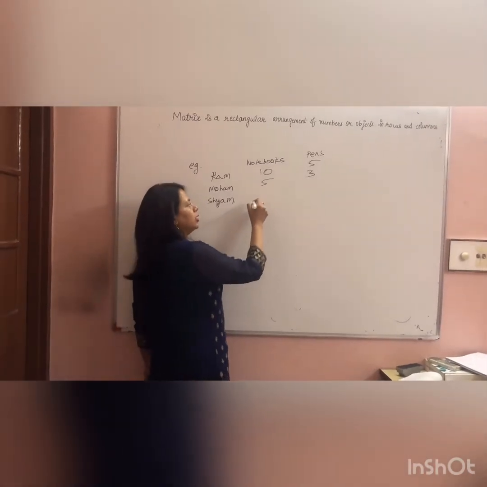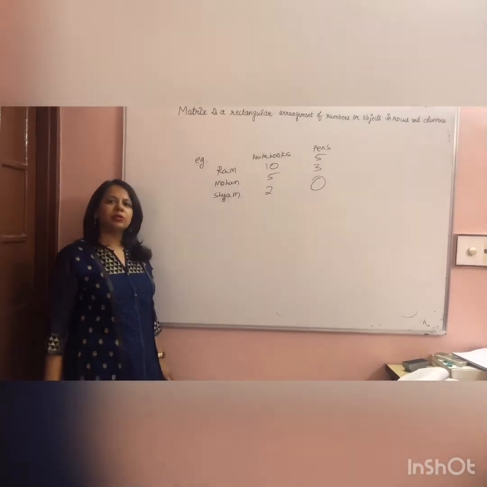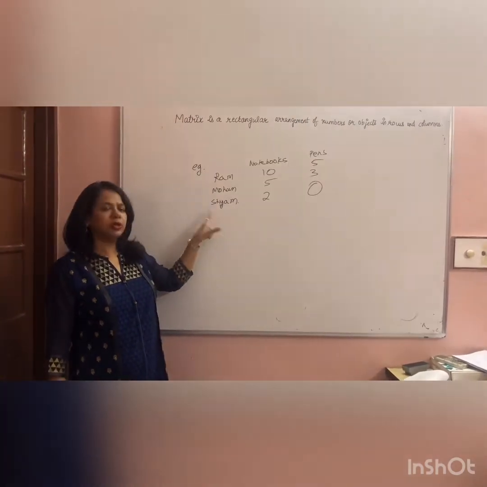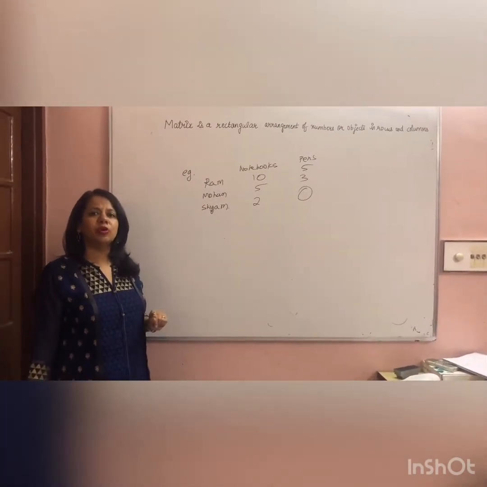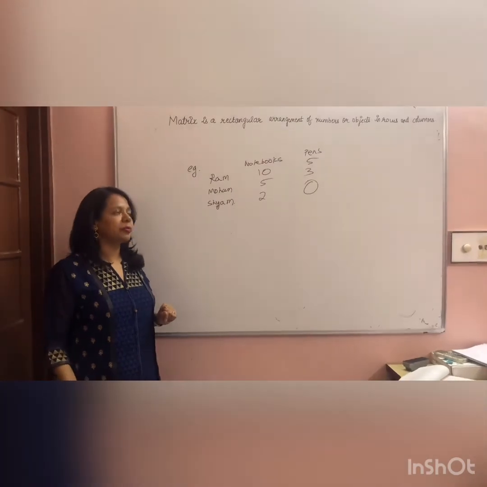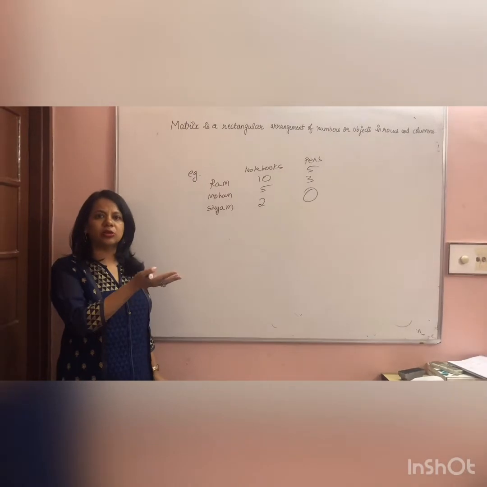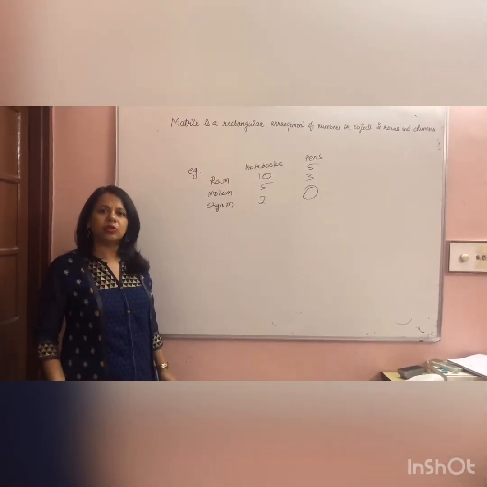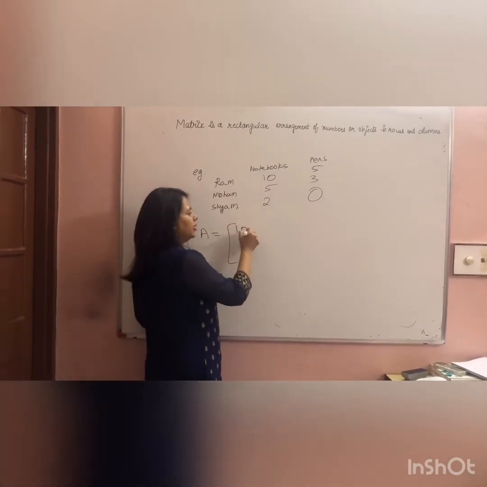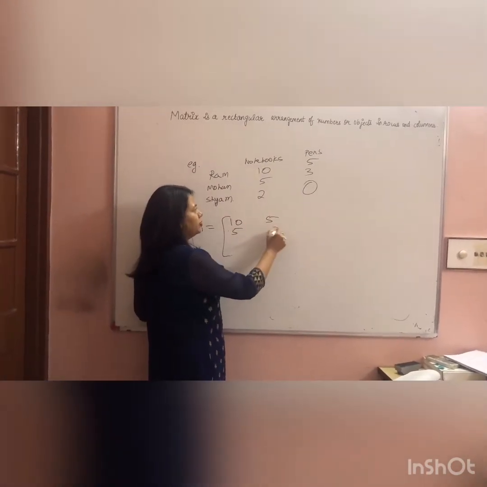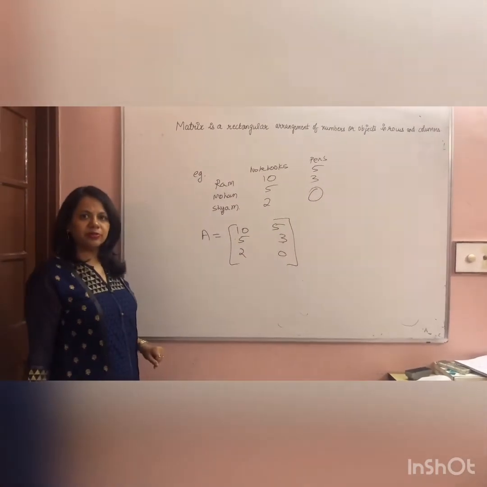So he goes only with 2 notebooks and no pen. So this is the particular information that I have about Ram, Mohan and Shyam. Now if I want to represent this information in the form of a matrix, that means I want to represent it in the form of rows and columns. The horizontal lines are called the rows and the vertical lines are called the columns. So I represent this particular information as 10, 5, 5, 3, 2 and 0.